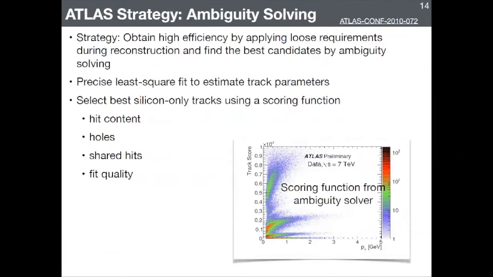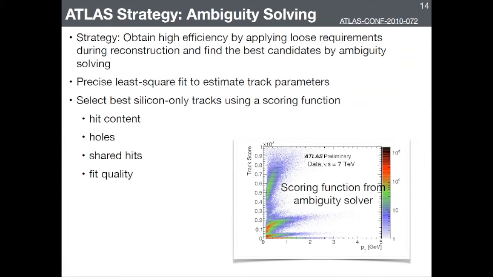Now, in terms of Atlas, one thing I mentioned is this ambiguity solver, and I want to spend a little more time talking about it here because it's a key feature of the strategy. The idea is that we obtain high efficiency by applying very loose requirements on the tracks during reconstruction. So what you're saying is, I don't care if I get a few fakes, but I want to make absolutely sure that I get every single track candidate that I possibly could. And then you apply an extra step in the process to choose which are the best candidates, and you throw out all the rest.